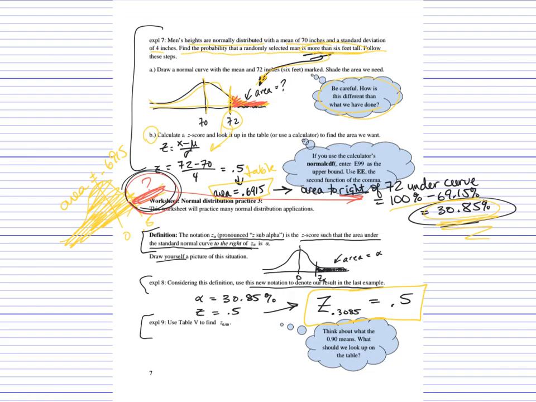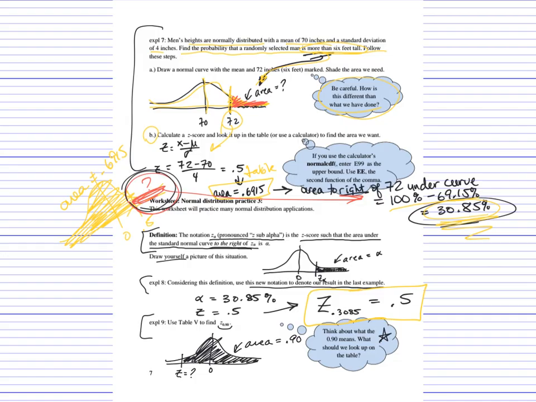Number 9 asks you to use that definition. Notice it's asking you to find z sub 0.9. Again, like the thought bubble says, think about what that 0.9 means. Maybe even write a picture of it. Draw your normal curve picture, right? And really try to visualize what they're trying to talk about there.